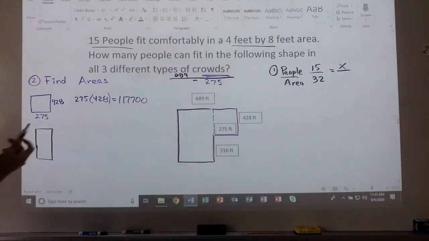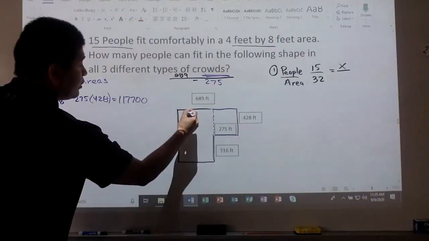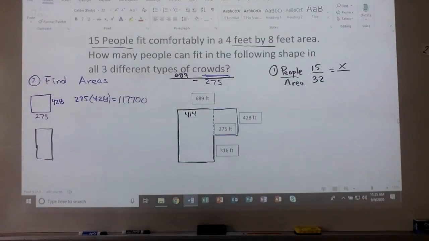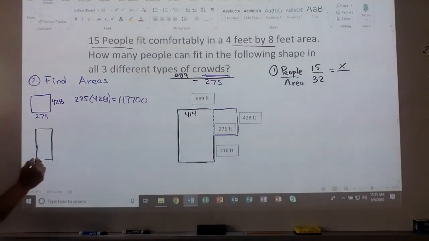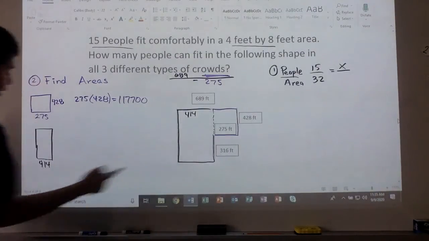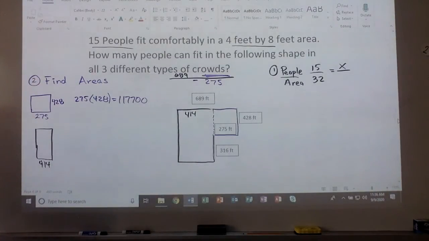So make sure you get this much. I got 414. So I'm gonna put it over here. Just remember, this side and this side is the same thing. I'm just putting it in the bottom so you don't get confused with this.